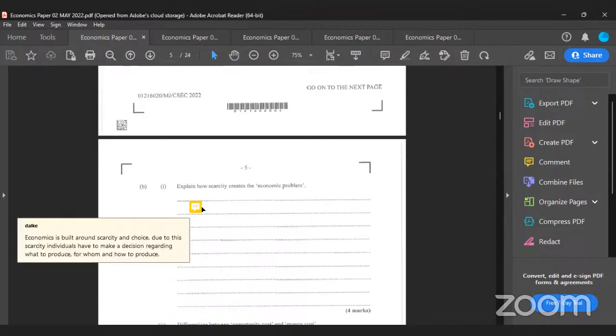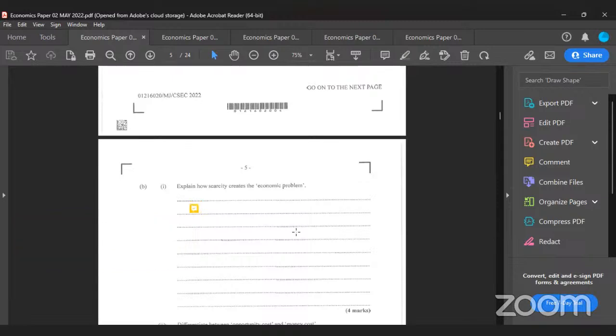So, as the comment says here, due to this scarcity, individuals, which is like me and you, have to make a decision regarding what to produce, for whom to produce, and how to produce. I know that you guys know that those are the three major economic questions: what, how, and for whom.